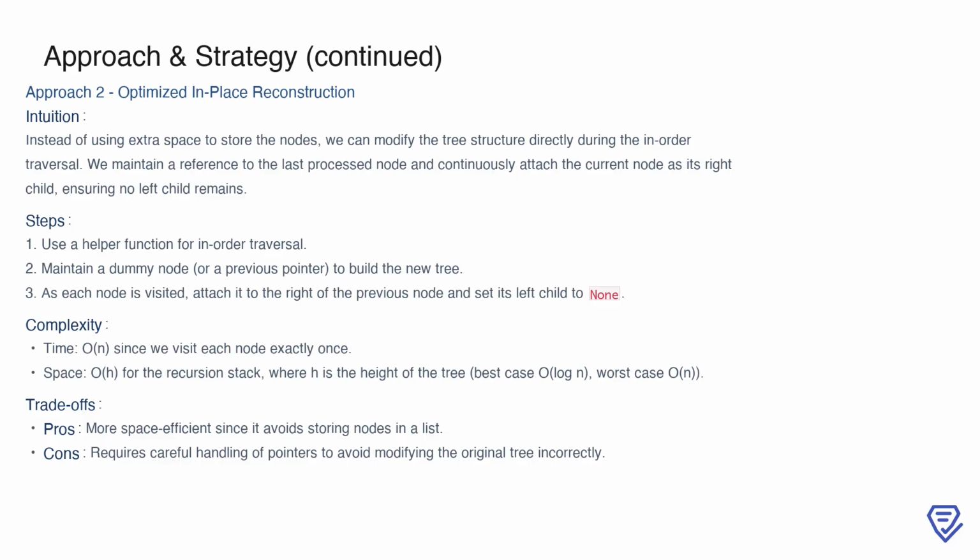This method is more space efficient, requiring only O(h) space for the recursion stack, where h is the height of the tree. It's worth noting that h depends on the tree's structure, being O(log n) for balanced trees and O(n) for highly unbalanced ones. The advantage here is that we eliminate the need for a separate list, but this approach does require careful handling of pointers to avoid inadvertently breaking the original tree structure.